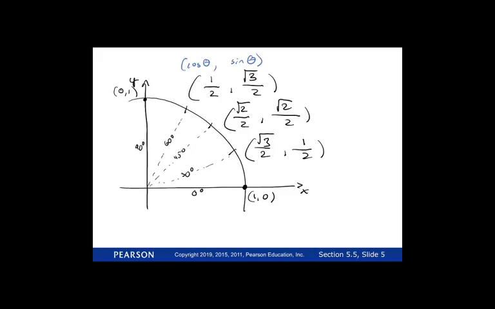What's cosine of 0 degrees? Cosine of 0 degrees. 1, right? Because cosine is our x. At 0 degrees, we're at the bottom, so that's 1. Does this make sense?